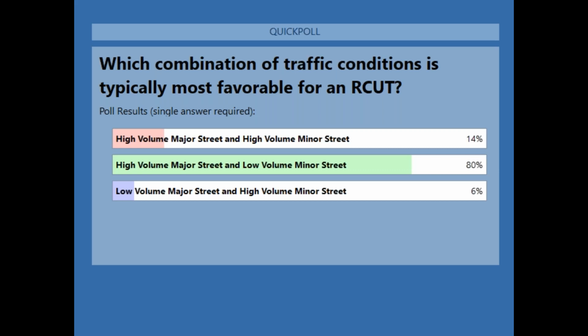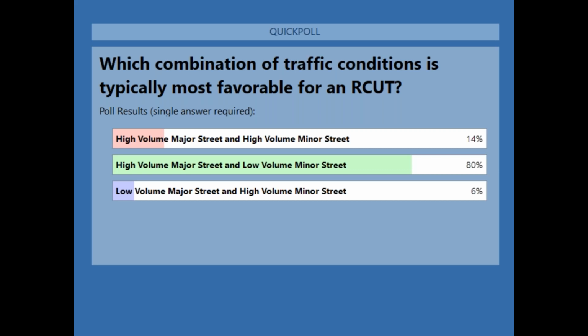So yeah, usually what's most favorable is going to be where we have lower volume on the minor street. Now, if we do have higher volume on the minor street, it also depends upon where the movements are going to and whether they're making the right turns, the left turns, or the U-turns. But that was great that everyone's got that concept.